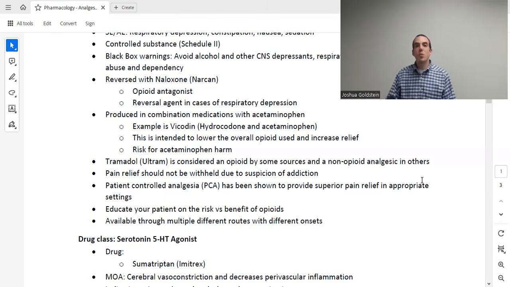The third black box warning goes with almost everything that's on the controlled substance list. Risk for abuse and dependency, we already know that. Now, if a patient does get an opioid overdose, we treat that with naloxone, which is Narcan. In some states, Narcan is actually available over the counter to make it more readily available. Keep in mind, it really can't hurt anything.